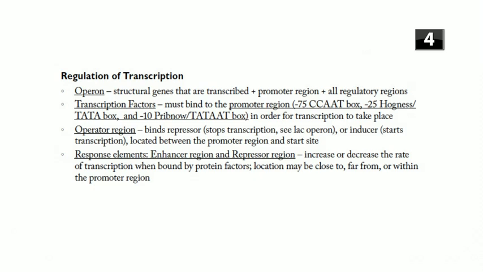And unlike the promoter regions, which are always upstream, and unlike the operator region, which is upstream, the location of the enhancer or repressor region can be close to, or far from, or even within the promoter region. They can be found upstream, they can be found downstream, they can be inside the intron of a gene. They can even sometimes be found on a totally separate chromosome, which is kind of hard to wrap your head around. So the location of an enhancer or a repressor can be almost anywhere.